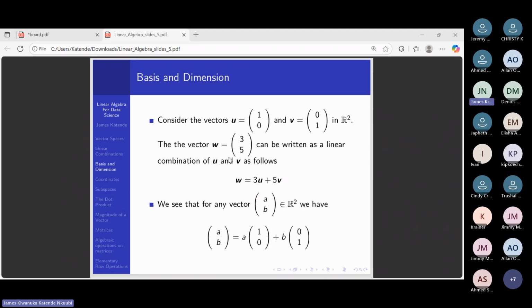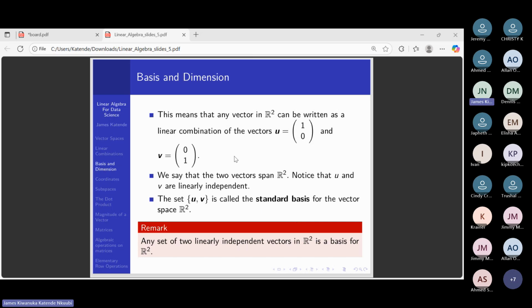Now, if I pick the vector (3, 5), then I can write this vector (3, 5) as a linear combination of U and V as follows. I will multiply 3 by U and 5 by V. Right? So this is just an example of any vector in R2. So in general, if I pick a vector in R2, it's possible for me to write that vector as a linear combination of U and V. Right?